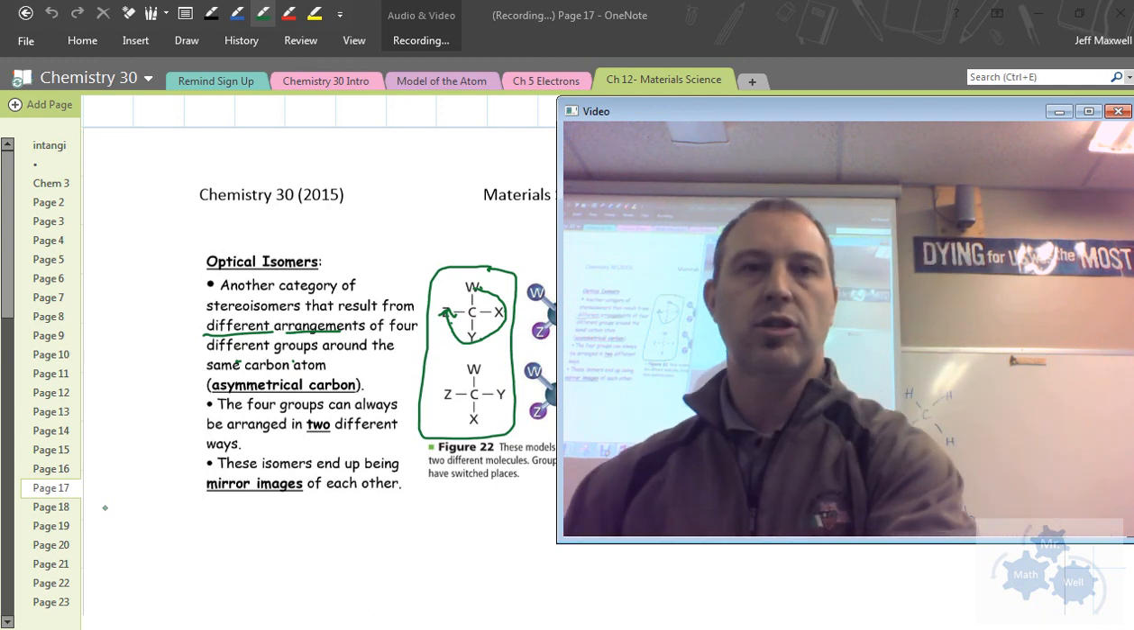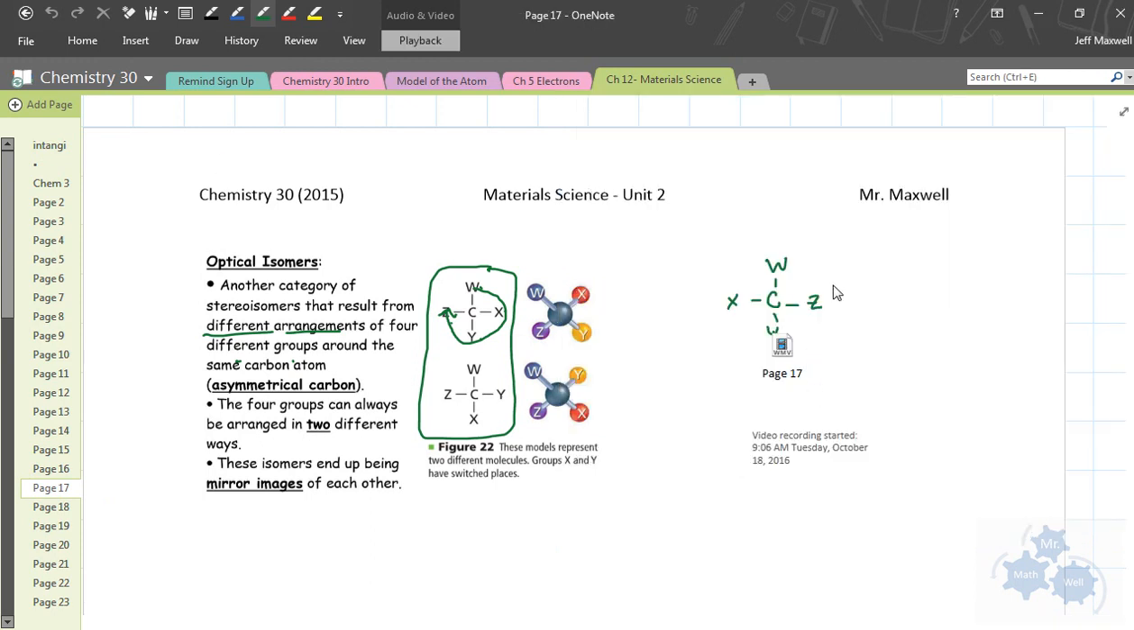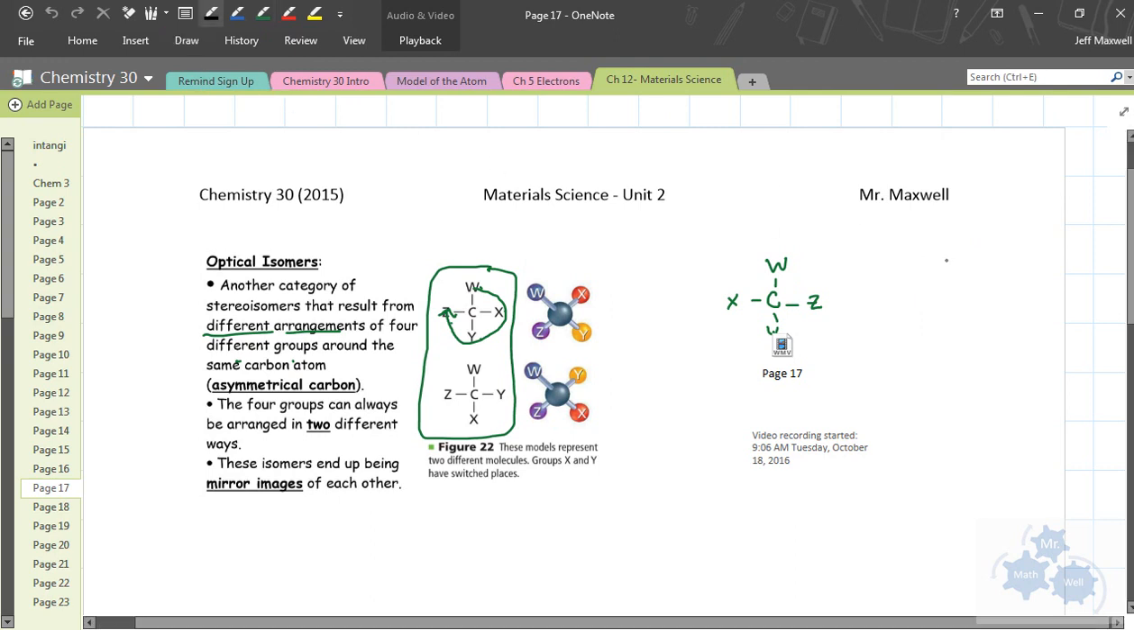So just as I drew this right here, this is the same as this one, W, X, Y, Z, right? This one here as well. Let's go to draw. If we had a carbon here and we had W, X, Y, Z, still the same, because they're still in the same order. They don't have to go the same direction.